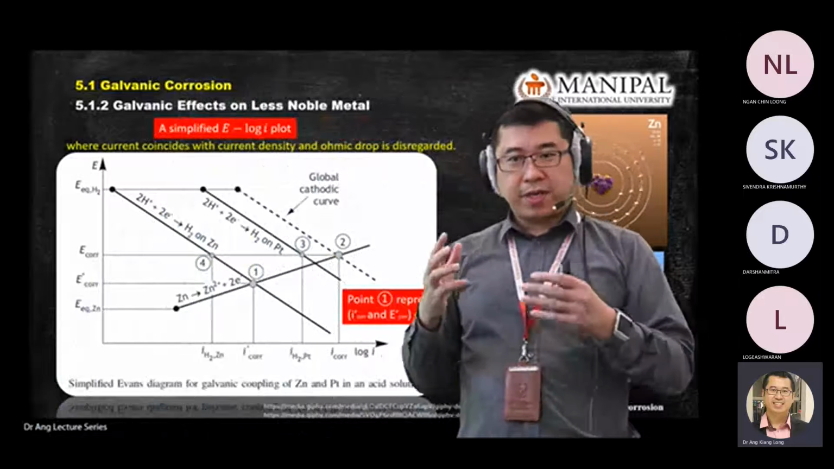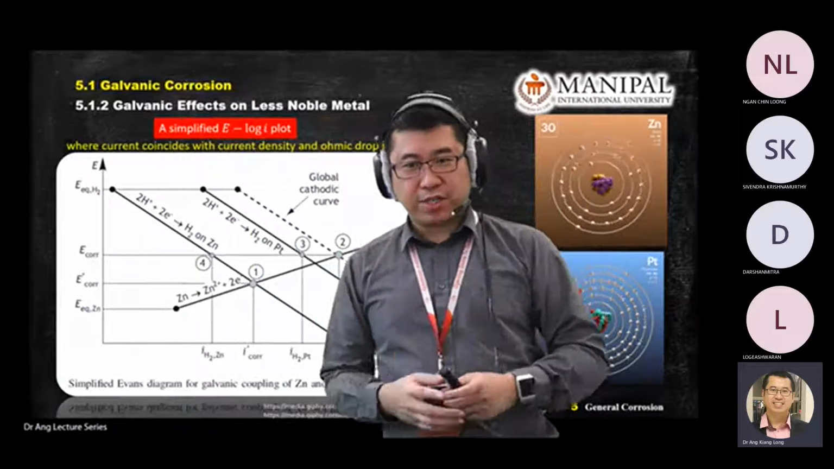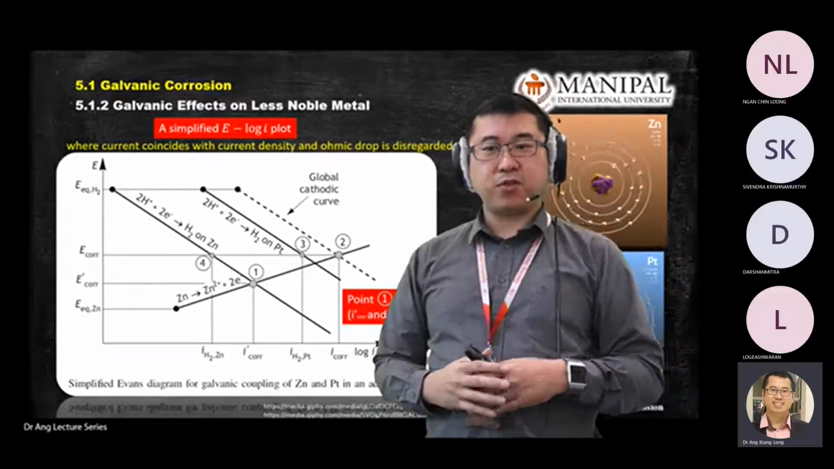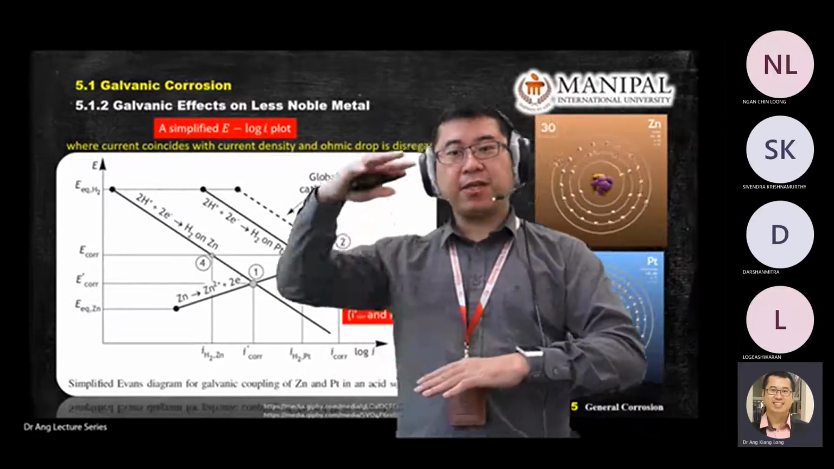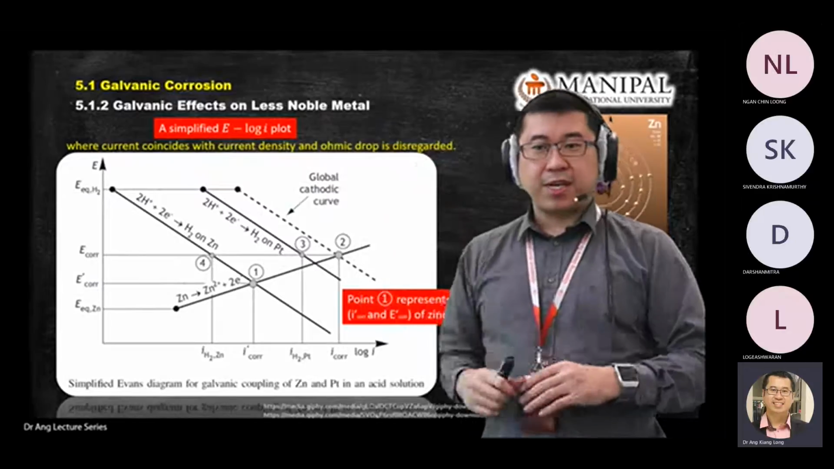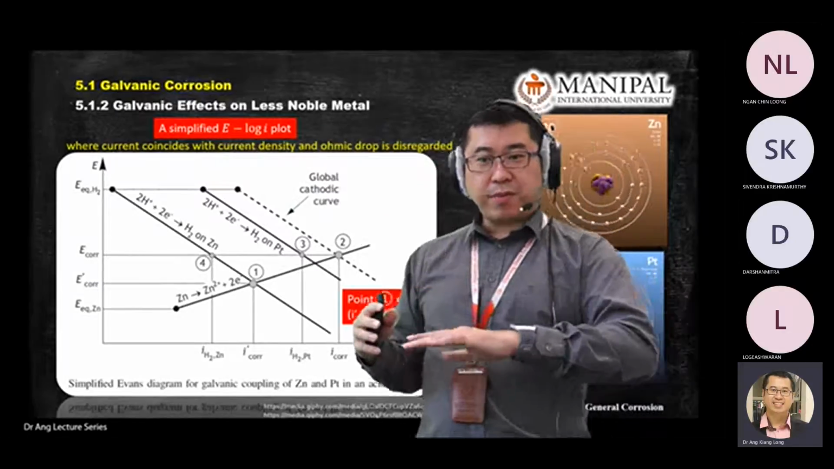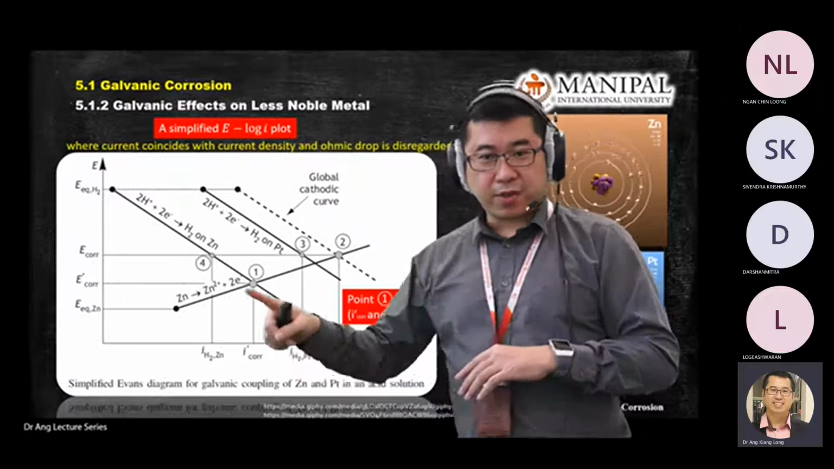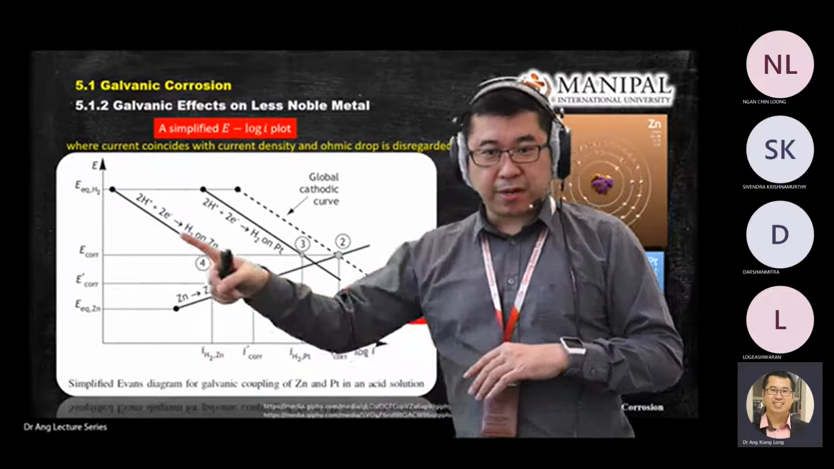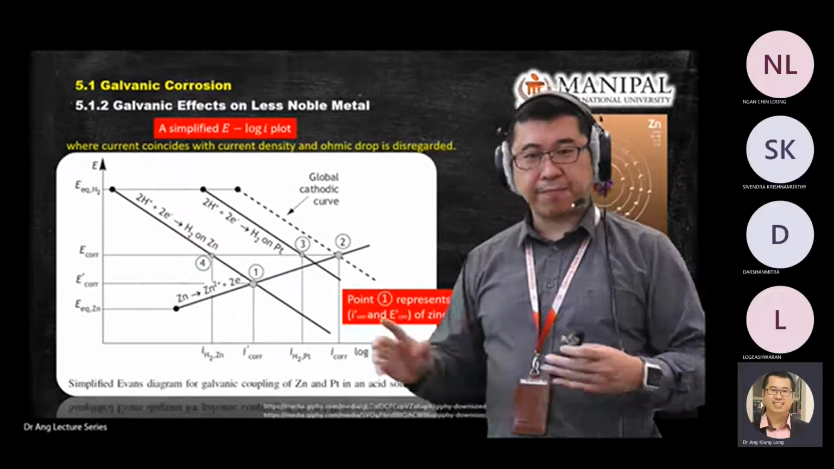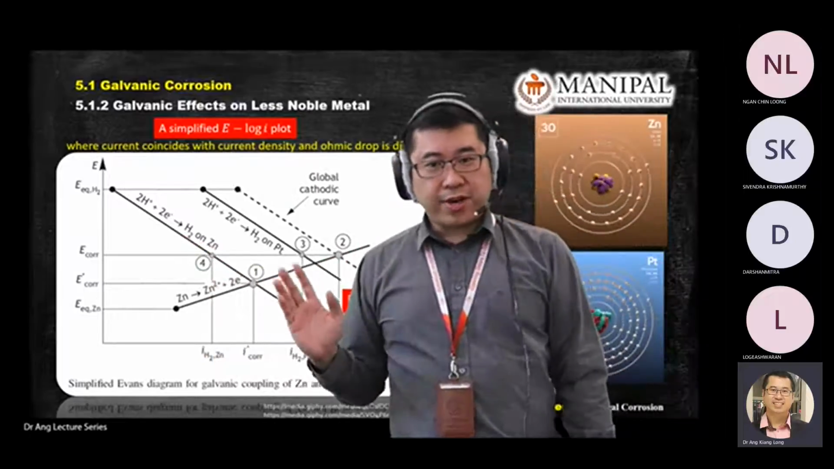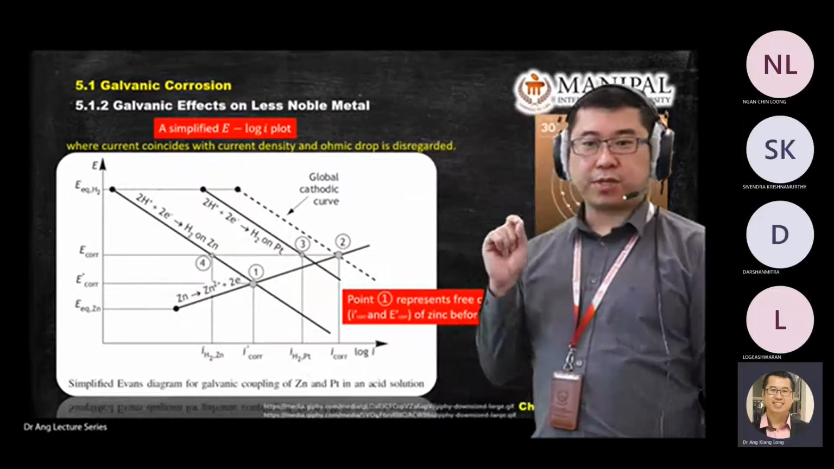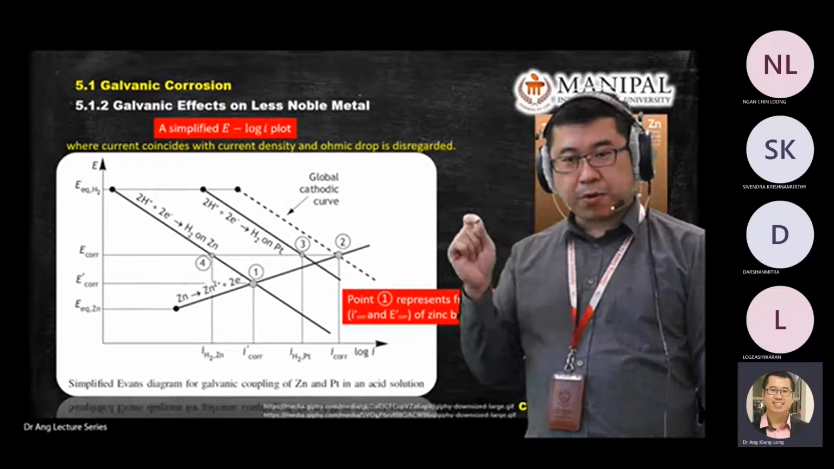So when you start answering a question, you should read carefully what happened to the lower nobility metal and the higher nobility metal. In this case, the lower nobility metal has two processes. That's why you have a line going up and a line going down. Once you have the graph ready with the correct lines, then you need to start explaining some points.